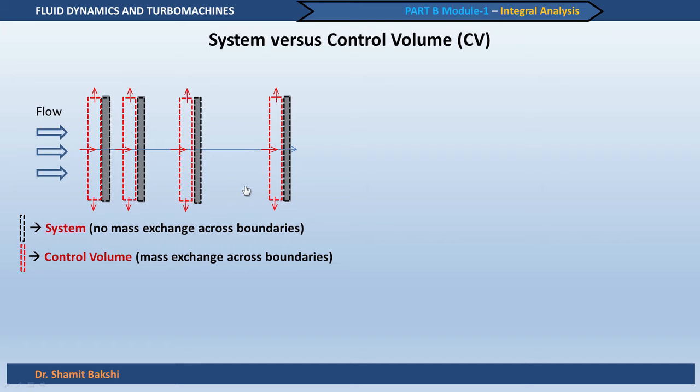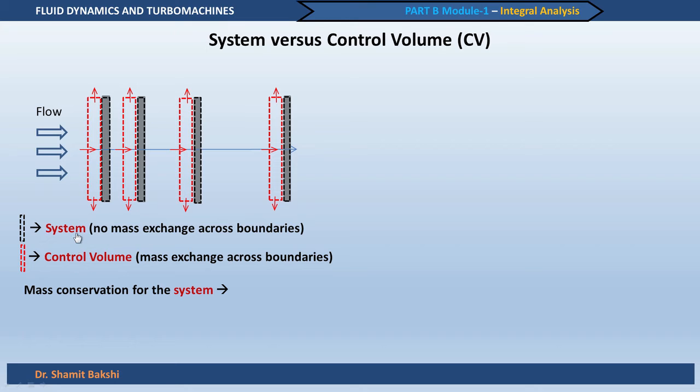Now, in this integral analysis, we will be dealing with the analysis of this control volume. We will not deal with the system, we will deal with the control volume across which there is a mass exchange across the boundary. Now, the aim of this chapter is to actually write the governing equation for this control volume, so that we can write the known equation for a system in the form of a control volume. That is basically the objective of this particular analysis.